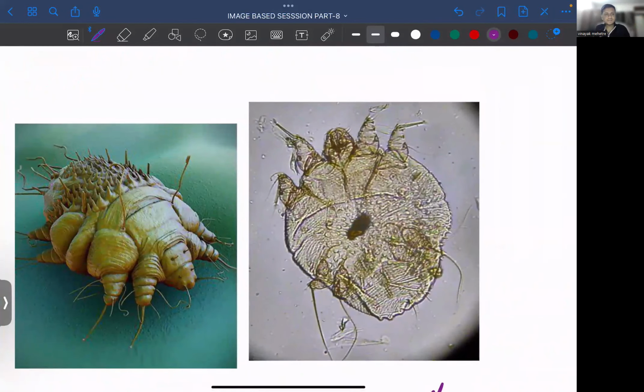How to identify scabies mite? Remember 5 5, 1 2 3 4 5. Okay, this is scabies mite. Okay, this is scabies mite.